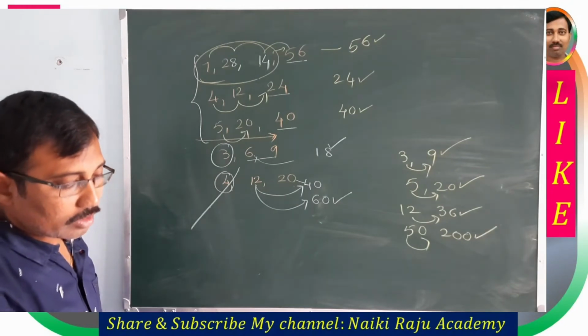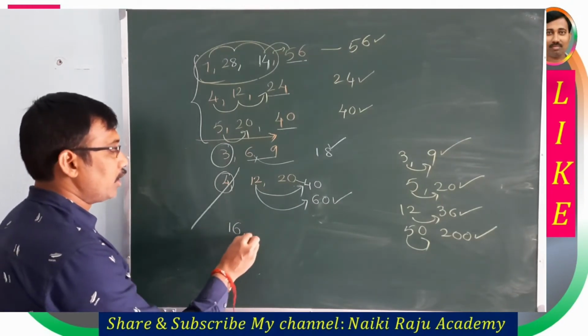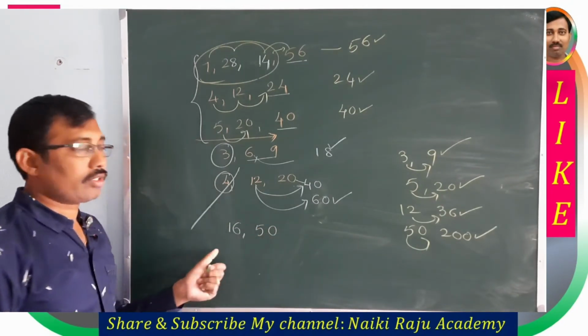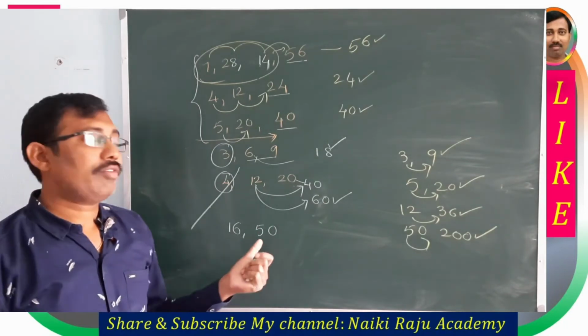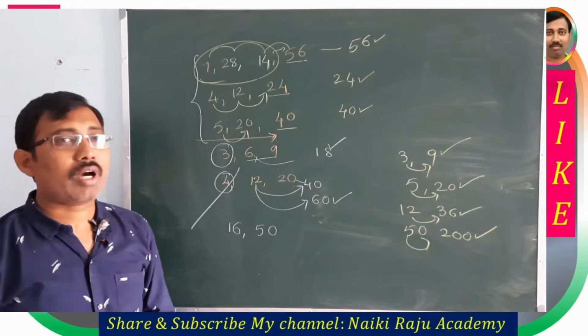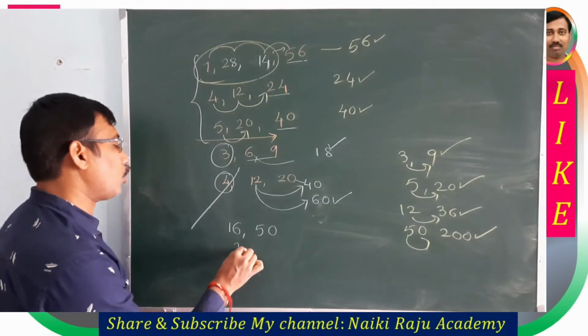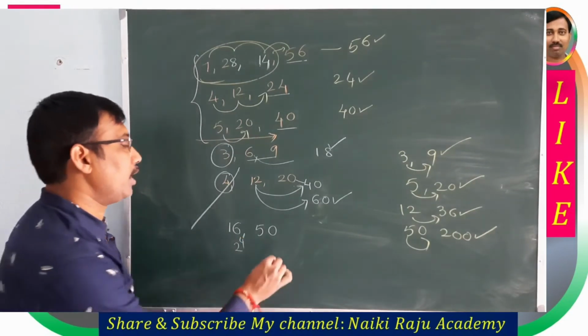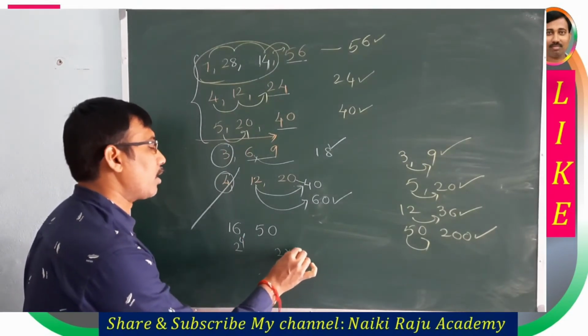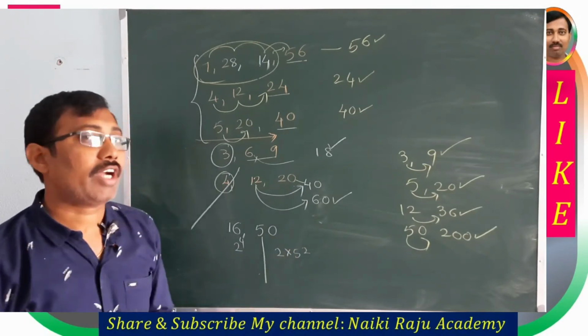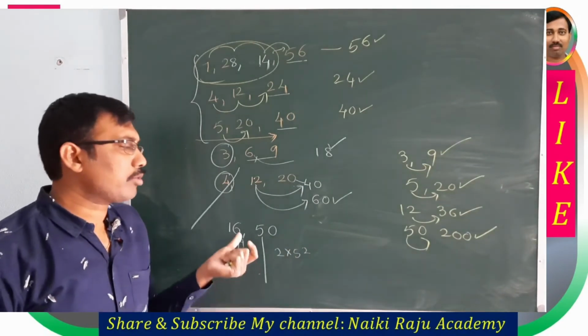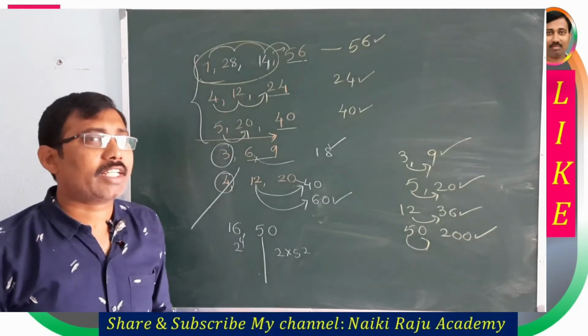Next, other methods: 16 and 50. Here 50 is the big number and 16 is the small number. 16 is equal to 2 power 4, and 50 is equal to 2 into 5 square. This is also one of the methods, the prime factorization method. Sometimes the division method is easy, sometimes the prime factorization method is easy.